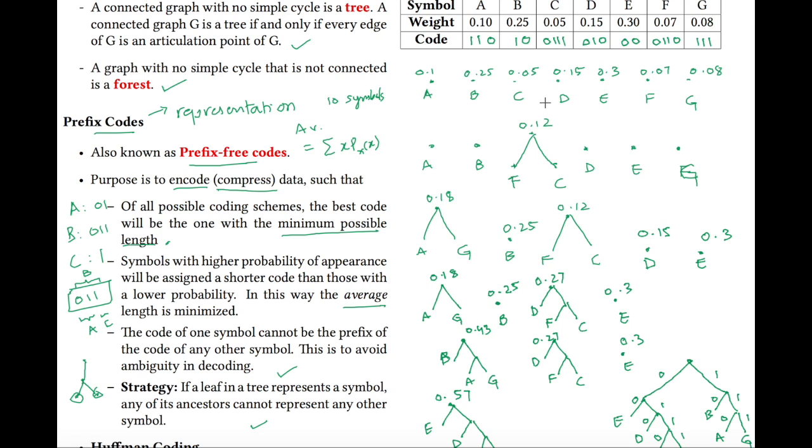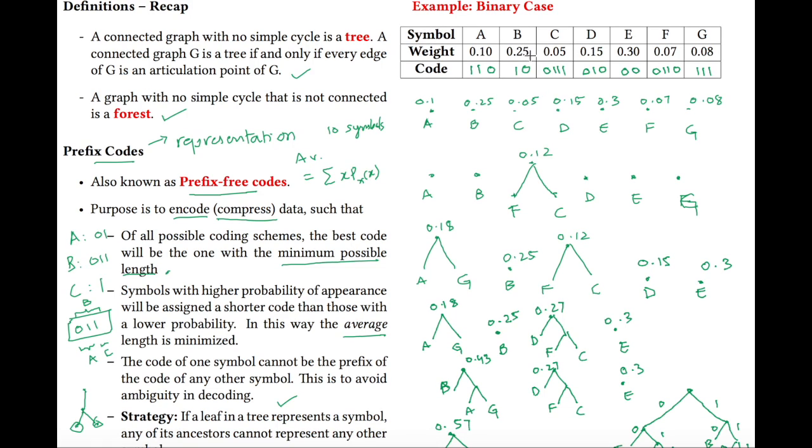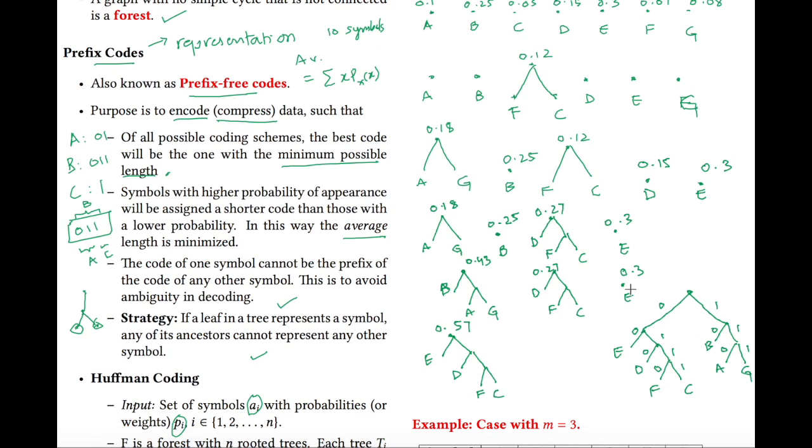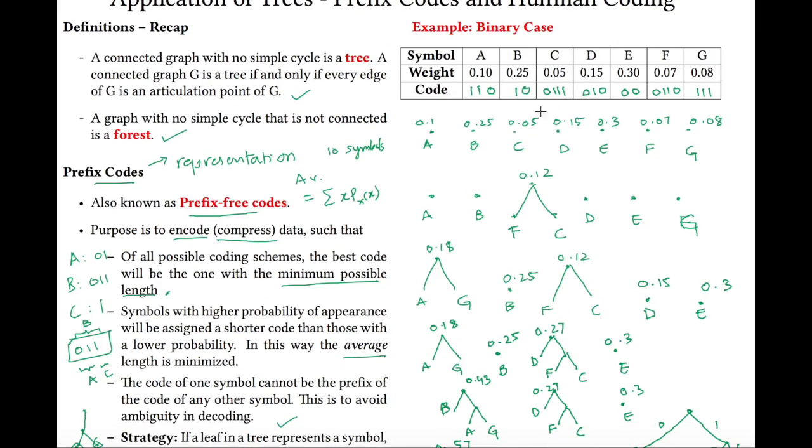Okay, now note that B has higher weight, so it has a shorter code. Similarly, E has a higher weight, so it has a shorter code. Okay, so this is how we do the Huffman coding for a set of symbols. We start with the forest and we end up adding the rooted subtrees of minimum weights until we get one connected tree. Okay, one tree actually. Tree is already connected. Okay, so this is about Huffman coding in the binary case.